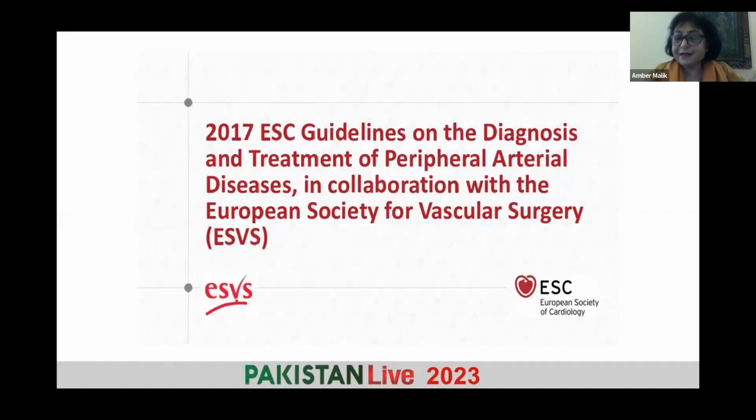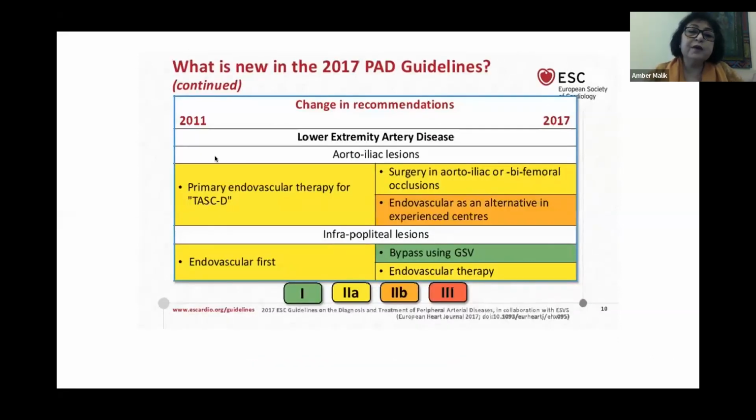So these were the last guidelines that I could come up with, which were the ESC guidelines. The AHA guidelines were from 2016. And what was new about that is that they seem to want, and we'll talk about lower extremity disease basically, and I'm not going to focus on carotid, because that's a separate issue altogether. And Nauman had asked me to talk about subclavians and renals also, but they also required their own session. So if we can expand into the peripheral territory.